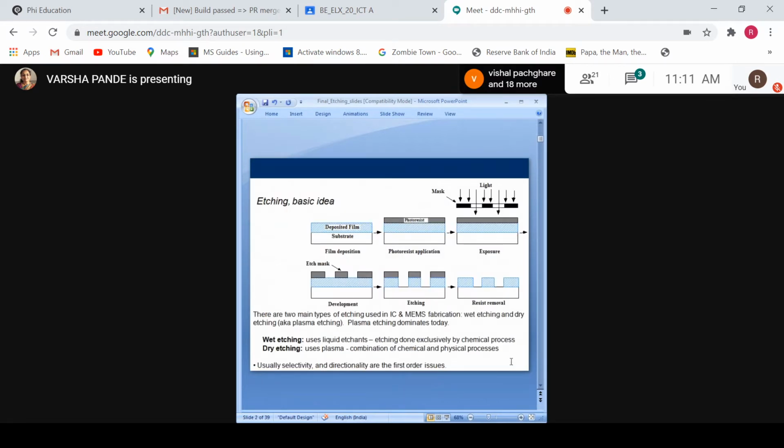Now etching. In photolithography also we have seen that. See, these are the same steps again whatever we have seen in the photolithography. Substrate, above this the deposited film. Generally this is the silicon dioxide. Whatever the blue slanted lines you are going to see, this is nothing but the silicon dioxide. Then above this the photoresist is applied.